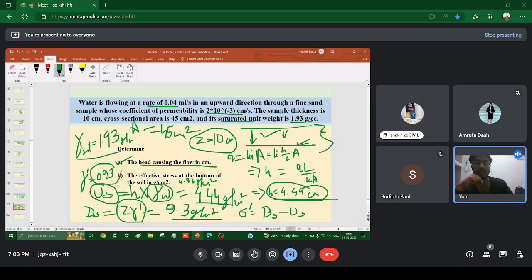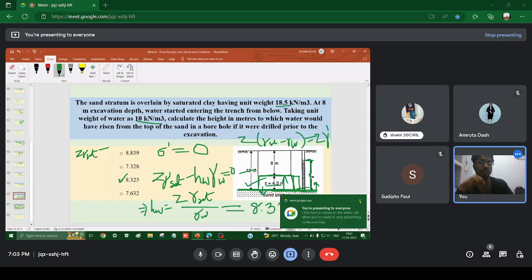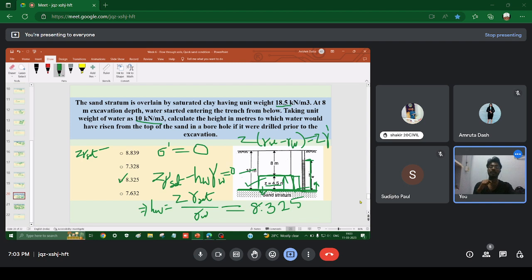So this sum is very important. Actually all sums are important, but the last two sums are especially important, because you have to understand in which sum to take the saturated unit weight and in which sum to take the submerged unit weight.